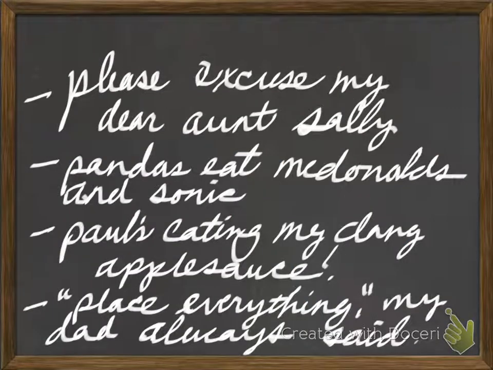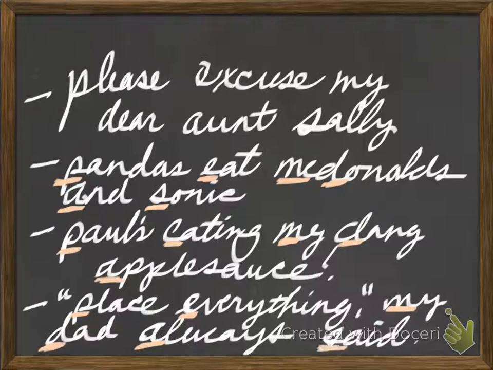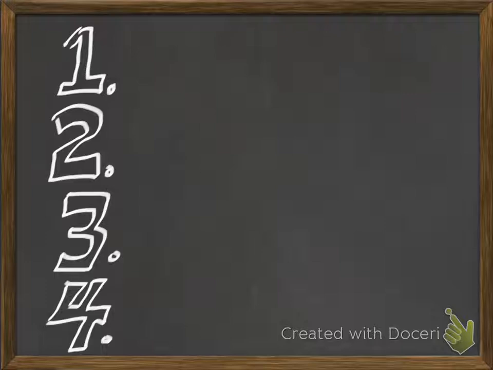Please excuse my dear Aunt Sally. Mrs. Biggs came up with pandas eat McDonald's and Sonic. I came up with these two: Paul's eating my dang applesauce, or, place everything, my dad always said. So there's a few mnemonic devices, these are called, to be used to remember this order, but it still doesn't really tell us what is going on in these. So what really is it?